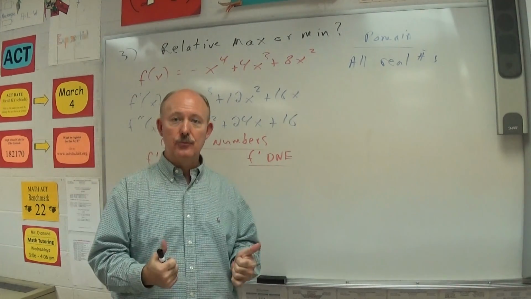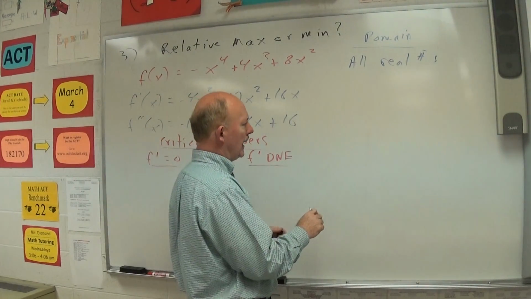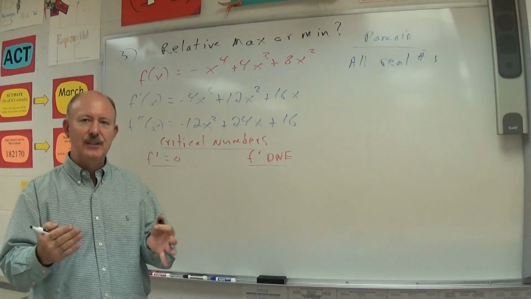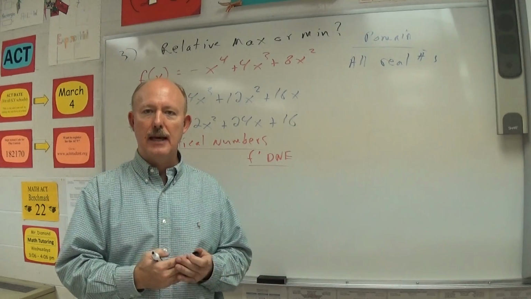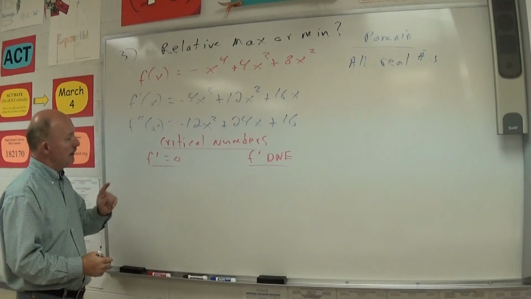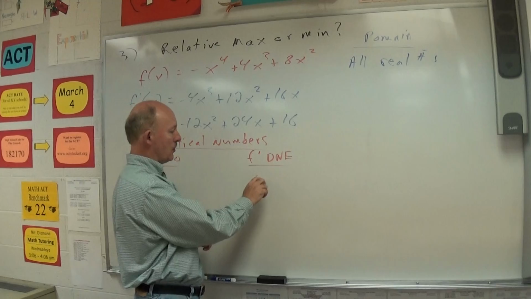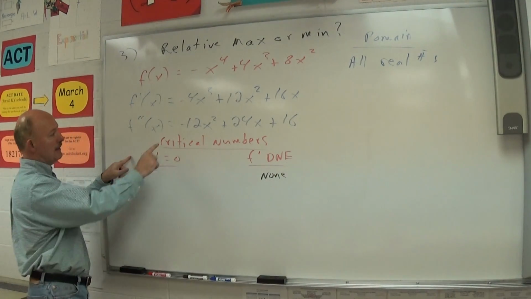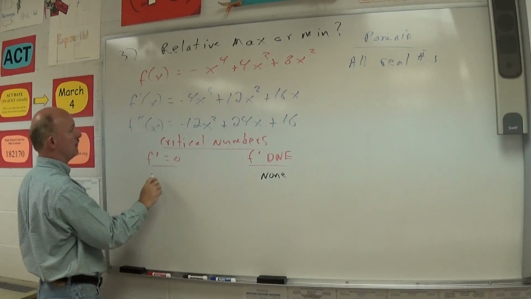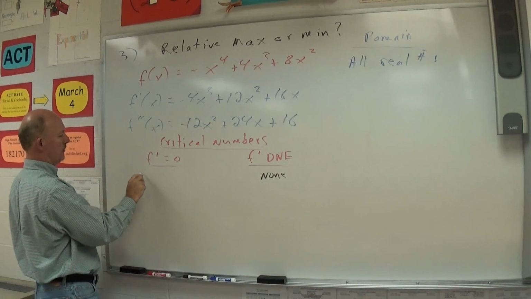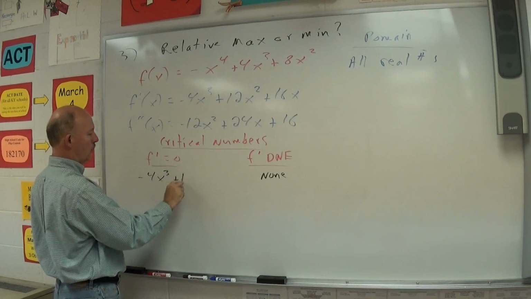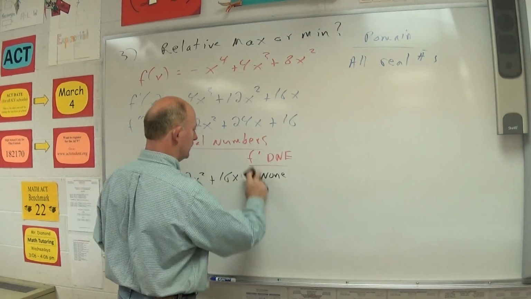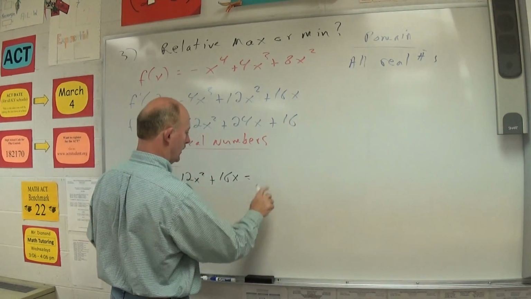Now, what's going to happen is this. We're going to get our critical numbers, and then from there, we're going to substitute that into the second derivative to see whether the graph would be concave up or concave down. But first of all, as you notice, the second derivative is a polynomial. There are no places where the derivative doesn't exist, so we don't have to worry about that. So let's set the first derivative equal to 0. So this would be negative 4x cubed plus 12x squared plus 16x equals 0.